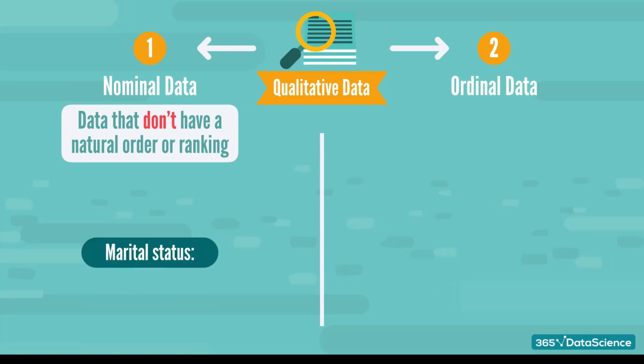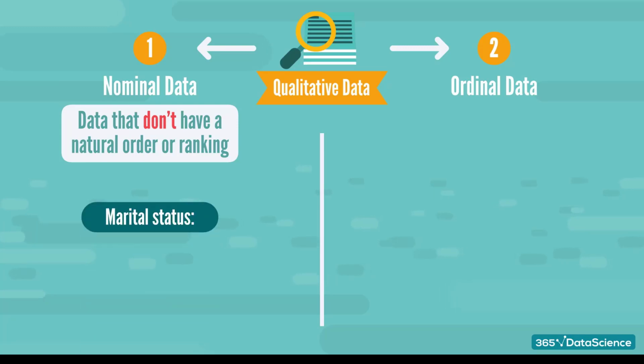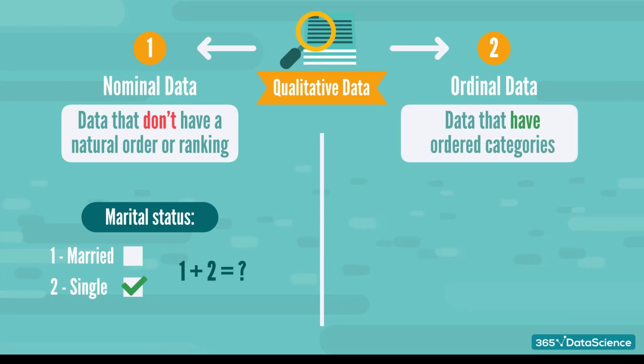Consider someone's marital status as a case in point. If 1 stands for married and 2 signifies single, 1 and 2 cannot be interpreted meaningfully. You don't know what's the result of 1 plus 2 in this particular case, right? Okay. Ordinal data, on the other hand, have ordered categories. Nevertheless, the distances between different bands on the scale are not known. What you need to remember is that with ordinal data, order matters but not the difference between values.